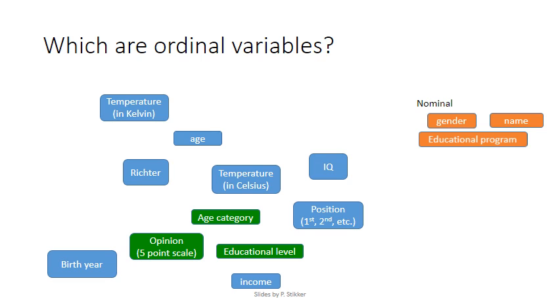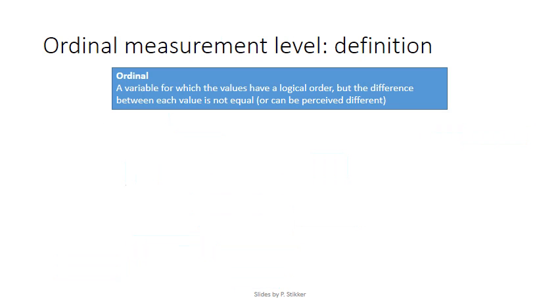I will first focus on these three green ones and why these are ordinal, and then I will also try to explain why the IQ, the Richter, and the birth year are actually also ordinal. Different textbooks would define ordinal measurement slightly differently. My personal definition would be a variable for which the values have a logical order, but the difference between each value is not equal or can be perceived differently.